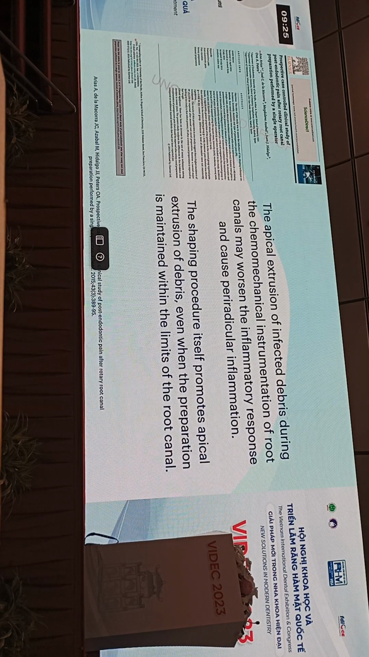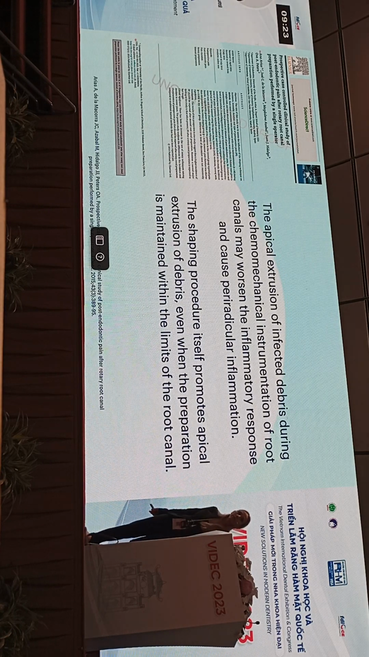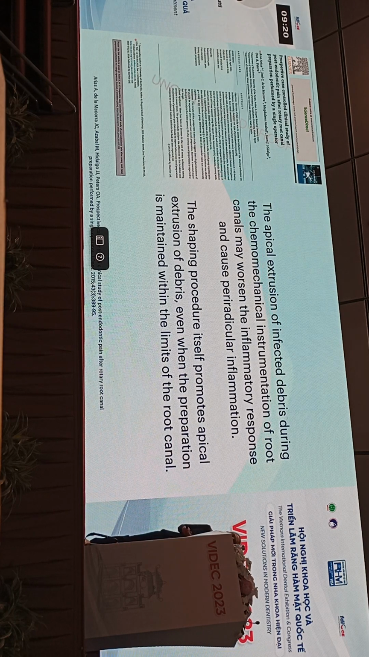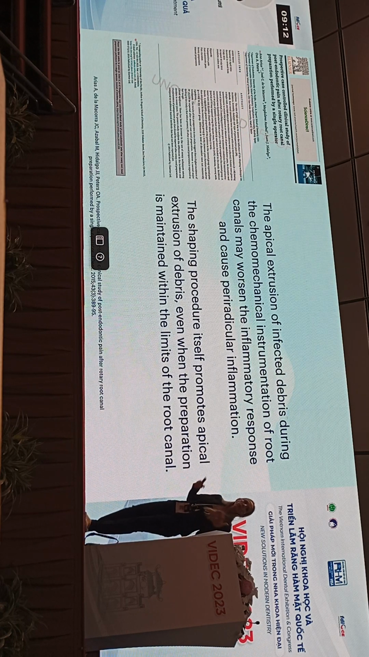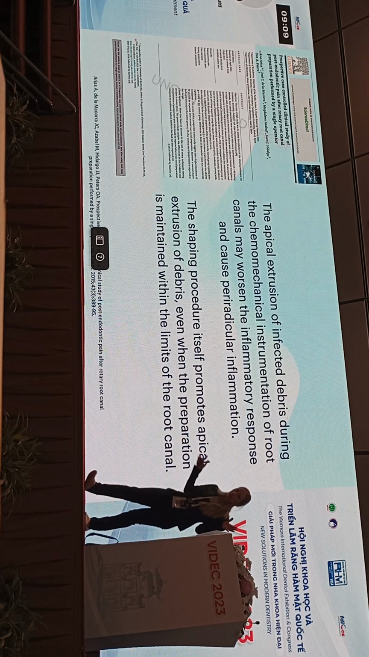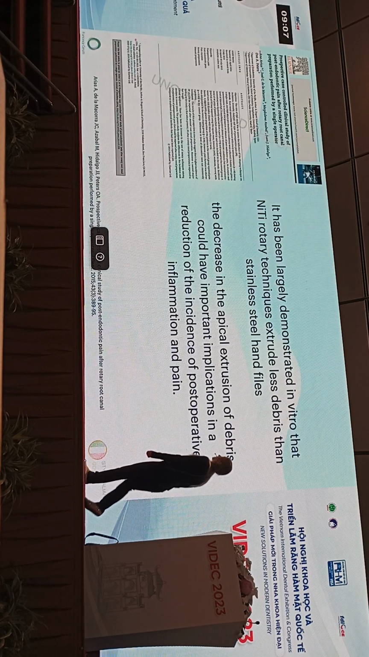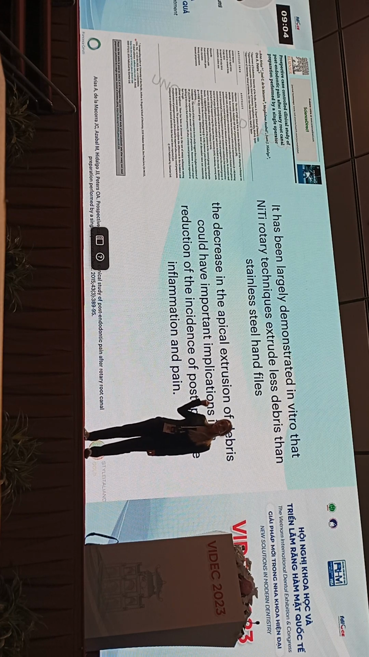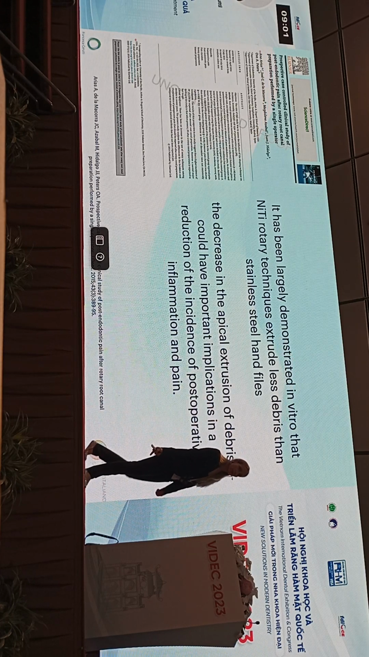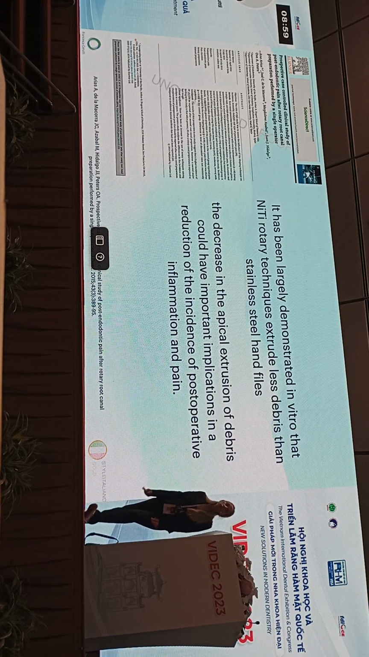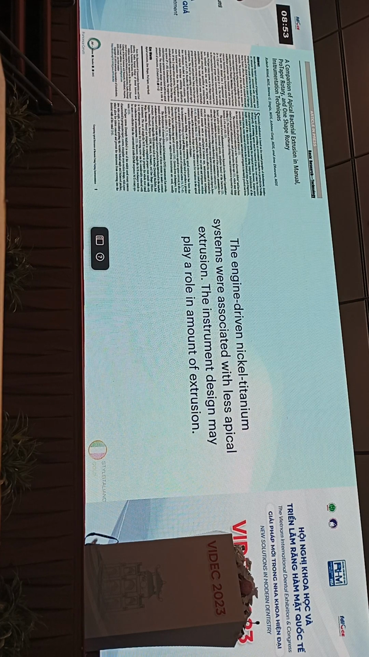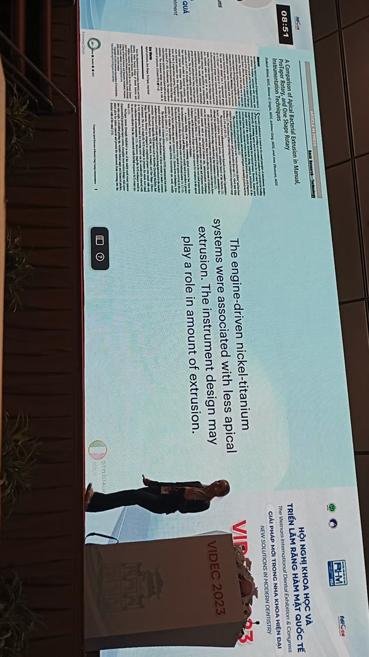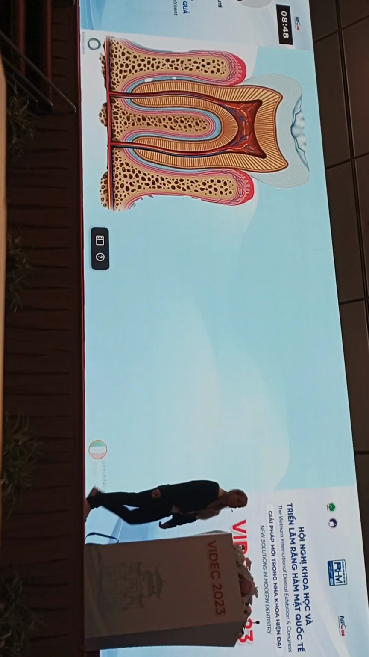Why? Because if we make debris extrude from the apex, we are going to worsen the inflammatory response of the host and cause periradicular inflammation. And the shaping promotes the extrusion of debris, even if we stay within the limits of the root canal. But nickel-titanium rotary files bring less debris outside from the apex, because they take them outside from the coronal third of the root canal. And so, they are associated with less apical extrusion, less post-operative pain.